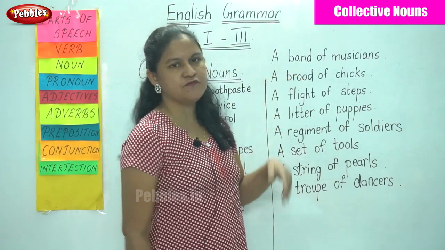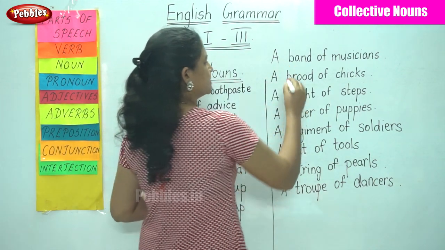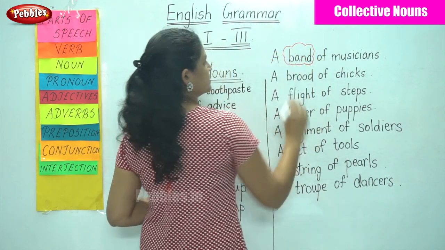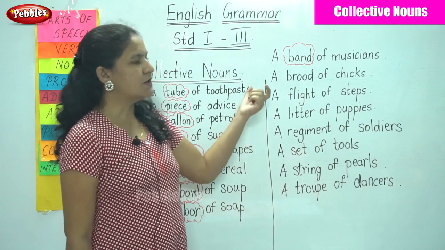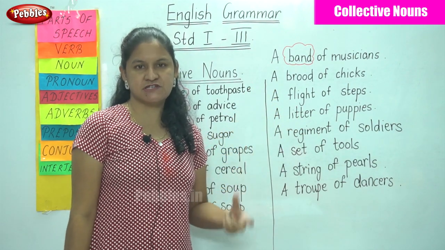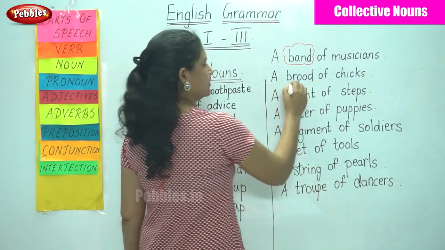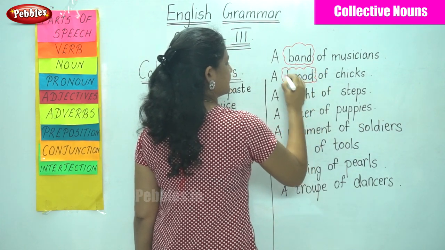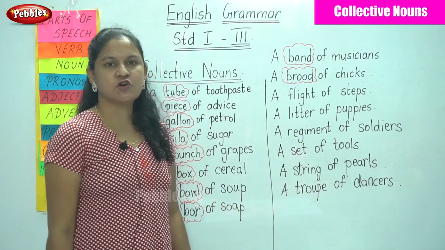A band of musicians. So many musicians together are called a band of musicians. A brood of chicks. So small chicks together, the collective noun used is brood. A brood of chicks.